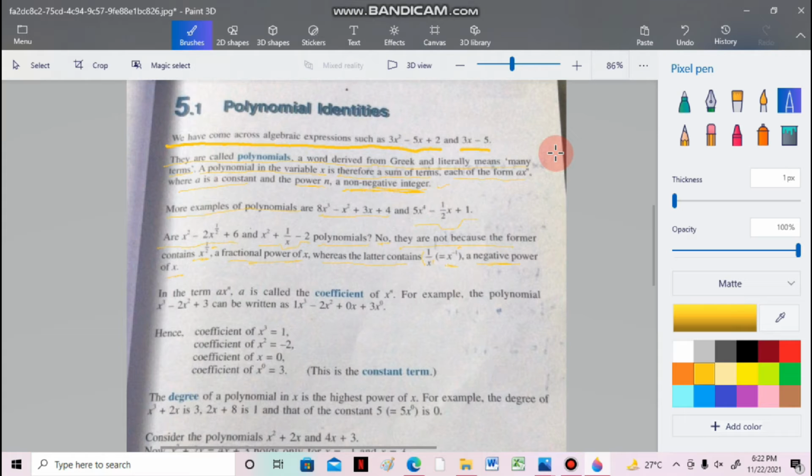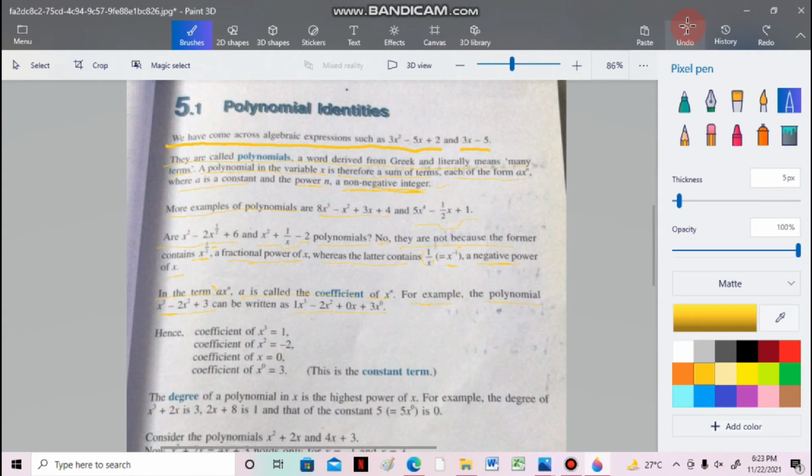Okay, moving on, now they are saying in the term ax^n, a is called the coefficient of x^n. For example, the polynomial x cubed minus 2x squared plus 3 can be written as 1x cubed minus 2x squared plus 0x plus 3x^0, right? Why? Because in maths we do not usually write 1, so x cubed means 1x cubed, and minus 2x squared is as it is.